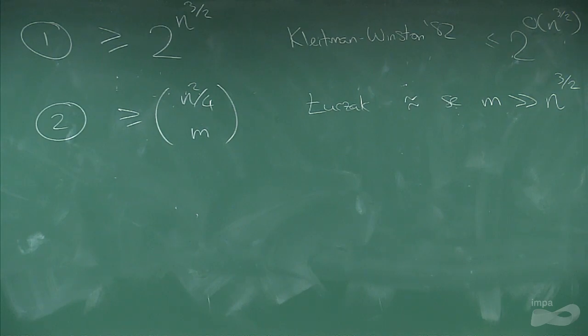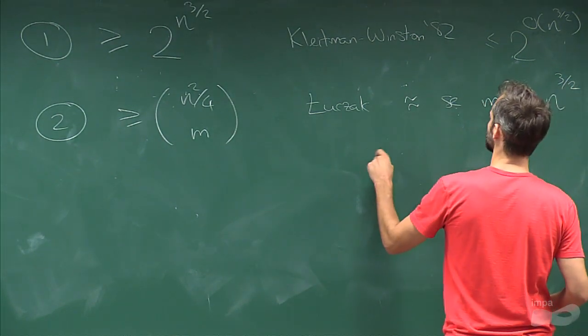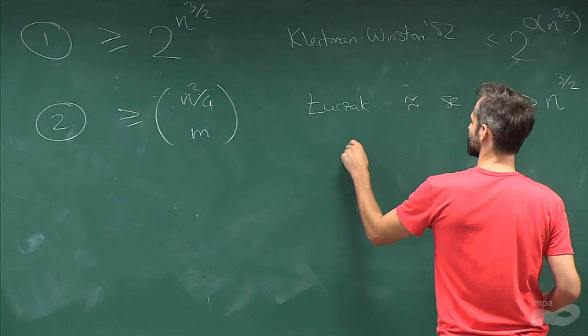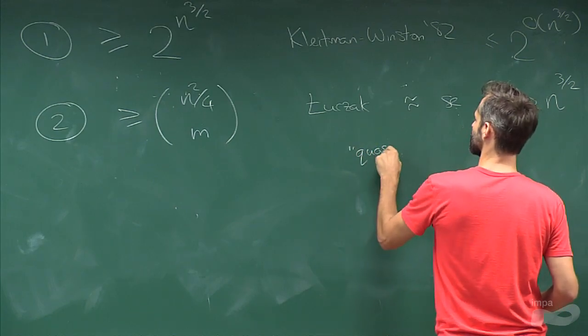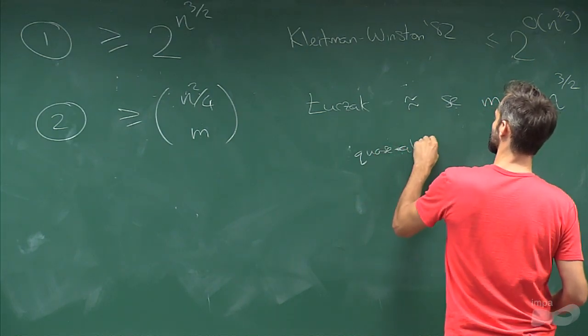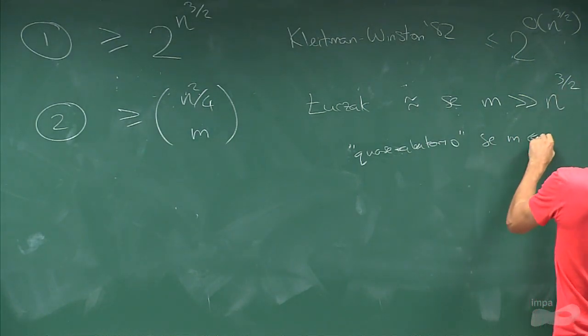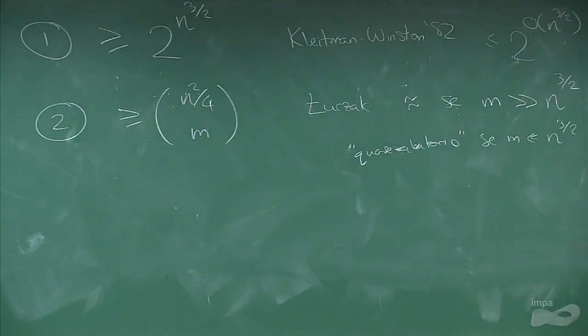Well, it turns out that if m is smaller than this, the structure disappears completely. And actually, most of them are completely random-like. So the graph looks bipartite if you're bigger than this. It looks random-like if you're smaller.